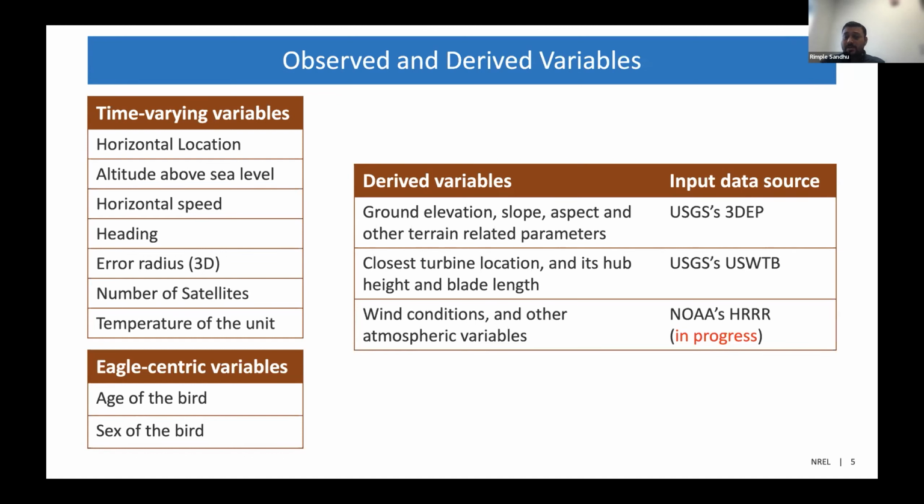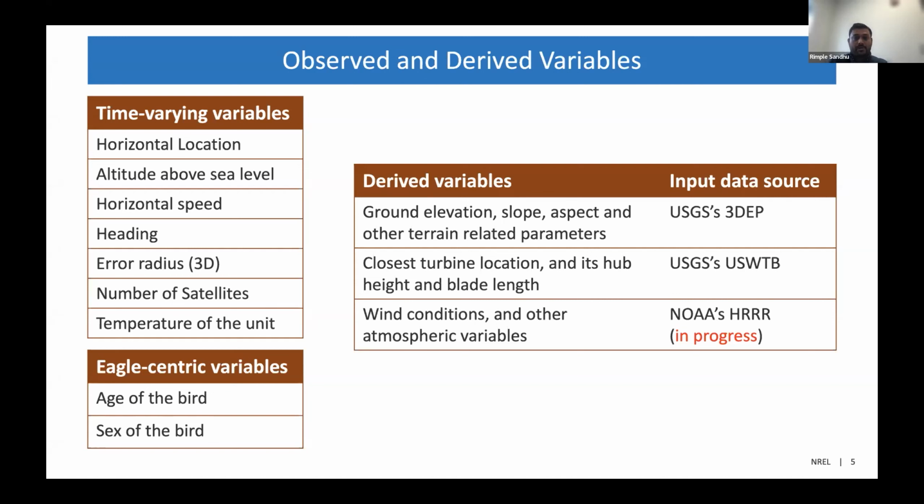We can also get wind conditions using NOAA's HRRR data set that we just talked about. This is a capability that we're currently developing. It's not there in the SSRS, and we have not yet annotated the data, but it's coming. So once we have wind conditions and other variables, we can annotate each point in the telemetry data with the wind conditions at that point.